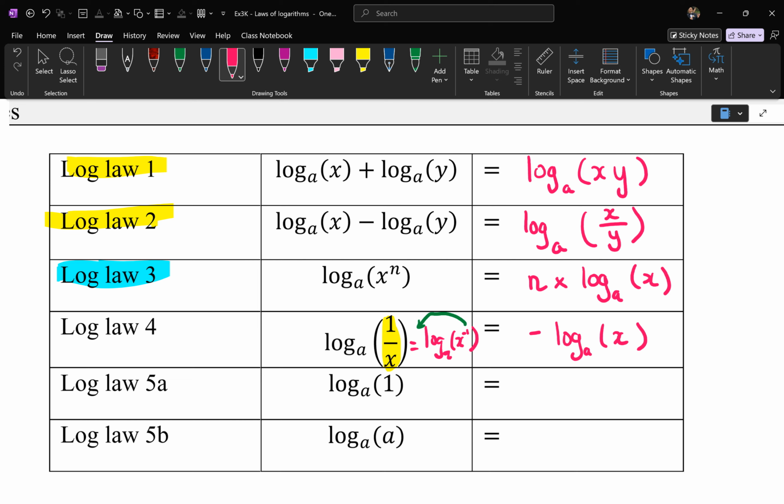Technically, if you understood what I taught you last session, you could probably figure this one out. What's log A of 1 equal to? 0. Why is it 0? Hands up if you know. The answer is 0.